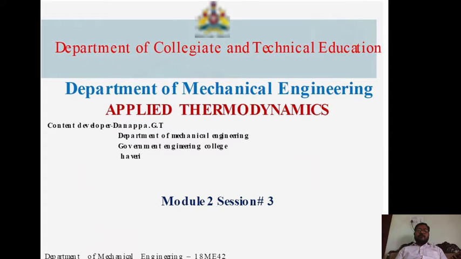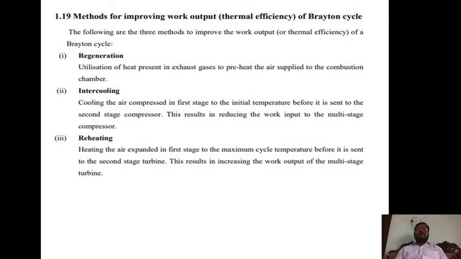Second module, as we all know, is the gas turbine cycle. In that gas turbine cycle, the Joule cycle, Brayton cycle, and the optimum pressure ratio for the maximum work done, all the derivations we discussed in session 2. In session 3, we are going to discuss methods of improving the work output.